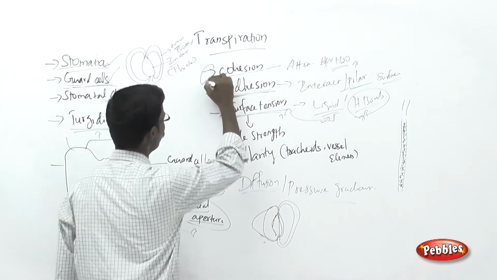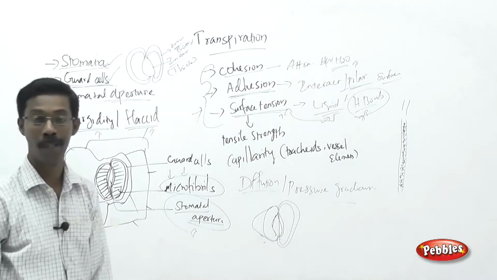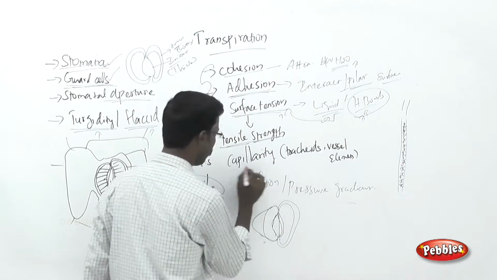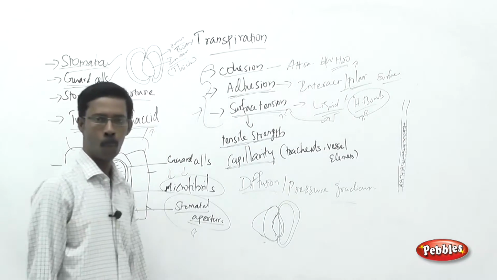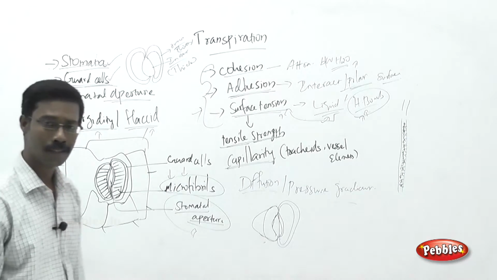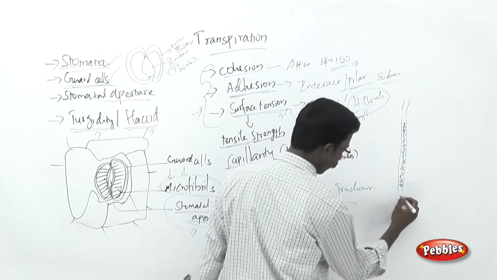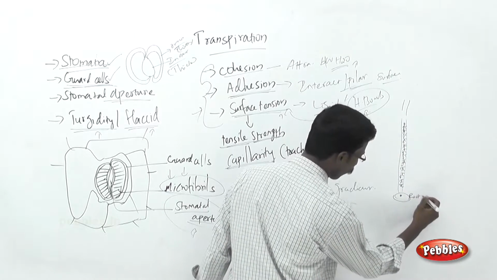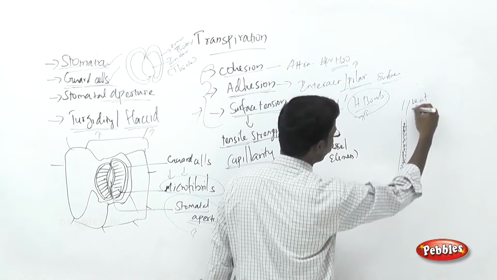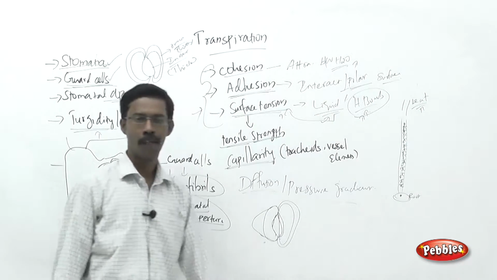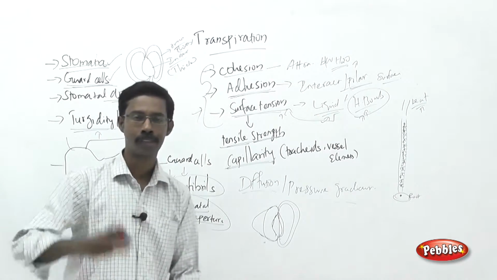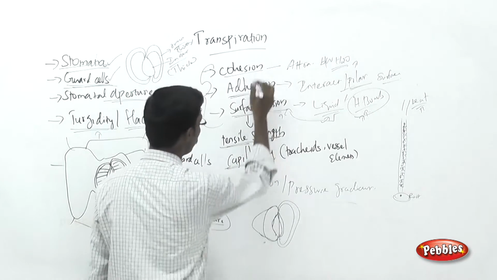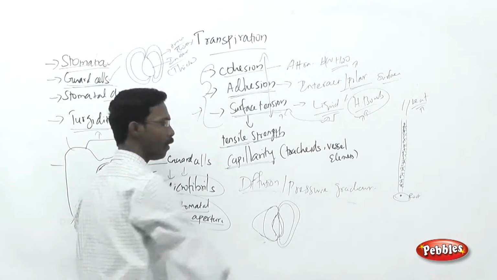As I told you, these three major physical properties of water will create the tensile strength and capillarity of the water. So what do you mean by tensile strength? The water molecule has to move from the bottom, that is from the root, to the top, that is to the leaf. So it has to create continuous tensile strength, and that tensile strength is created by all three properties of water.